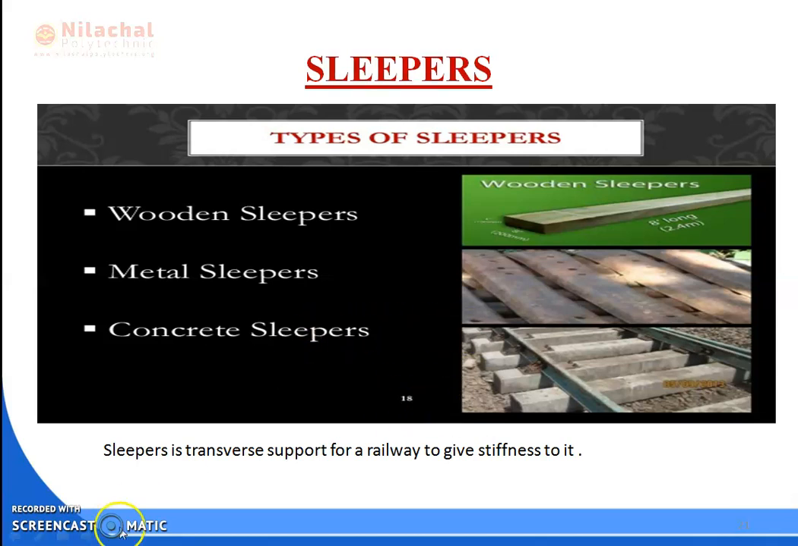Okay, so the sleeper is basically provided transversely on the rail, and it transmits the load of the rail to the aggregate or to the ground surface. Okay, so this is all about your sleeper. So this is wooden sleeper, metal sleeper, and concrete sleeper.